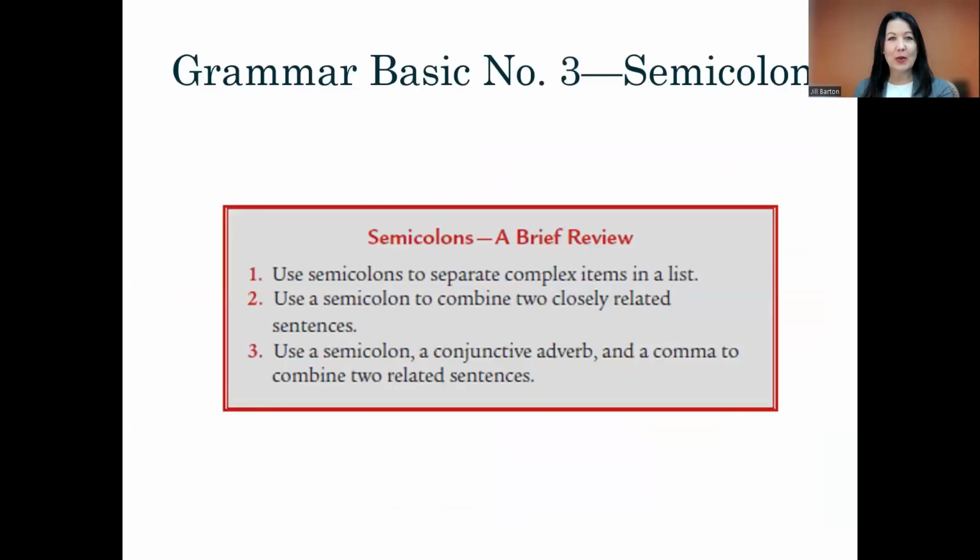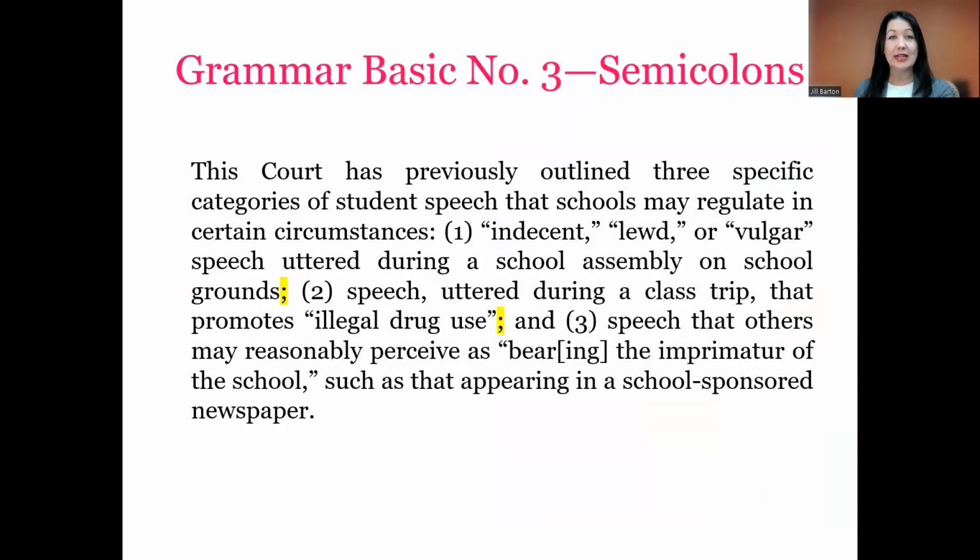The first is that we are going to separate items in a complex list with semicolons instead of commas. This is kind of like the serial comma rule, but we use semicolons when we have a complex list. So what is a complex list? It's a list where we have commas within the items in the list.